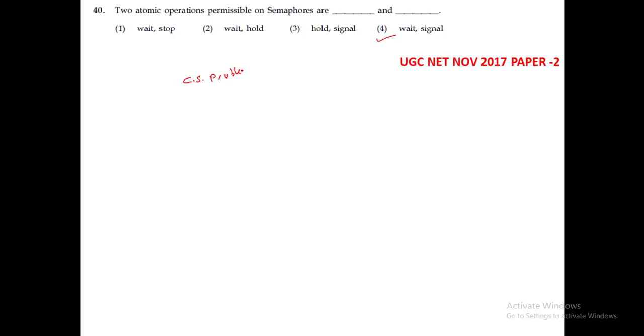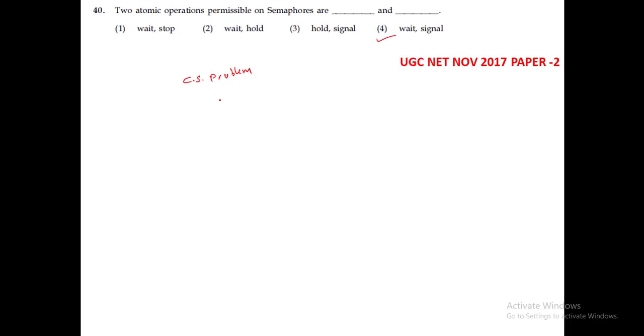Critical section problem, actually what is the problem here? A critical section is a section where we store shared data. The shared data may be hardware resources or software resources, right? So in the critical section we have to allow only one process to access the shared data, and not allow more than one process at a time to access the shared data.